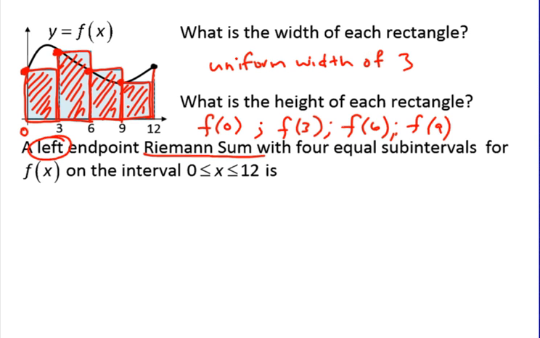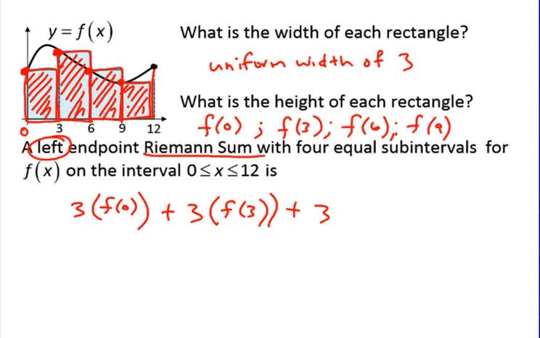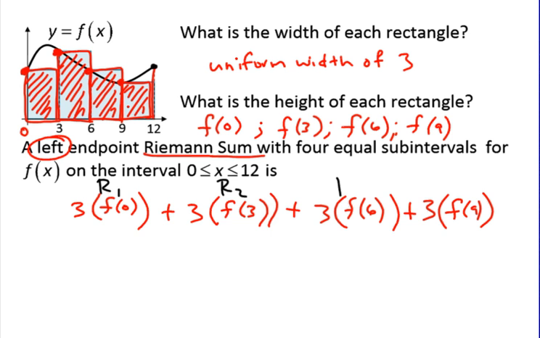Rectangle 1 has a width of 3 with a height of f of 0. Plus, rectangle 2 has a width of 3 with a height of f of 3. Rectangle 3 has a width of 3 with a height of f of 6. And rectangle 4 has a width of 3 with a height of f of 9. Okay, so if you want to see that written out a little bit more, I'm really just adding up the areas of these 4 rectangles here. Okay, so that is an expression for a left Riemann sum.